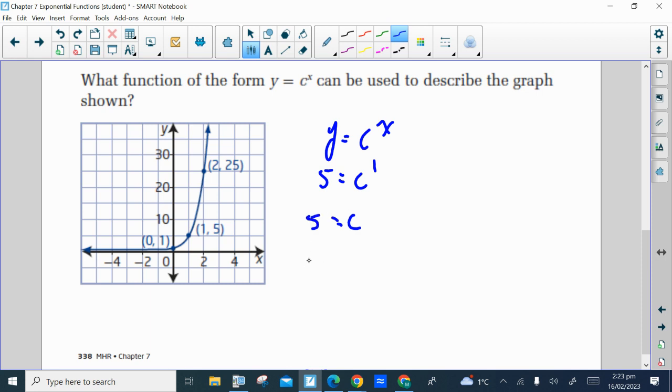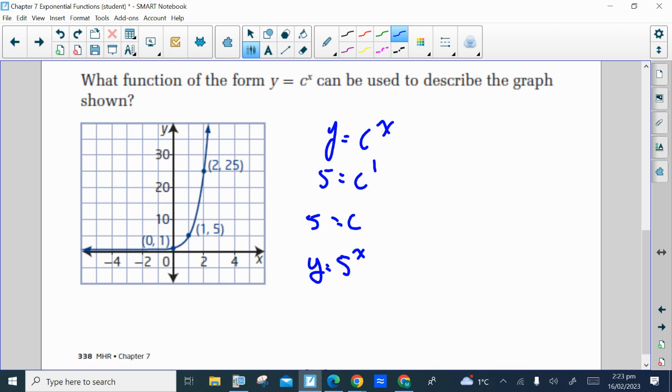And so c equals 5. And our equation will be y equals 5 to the x. And that would work for that second point. When x is 2, 5 squared is 25. So you can quickly see that that equation works for the other 2 points.